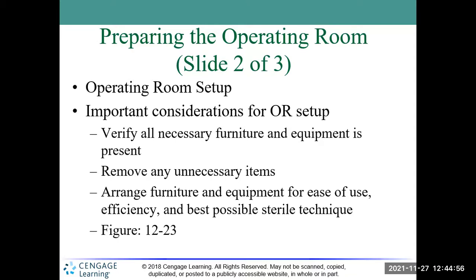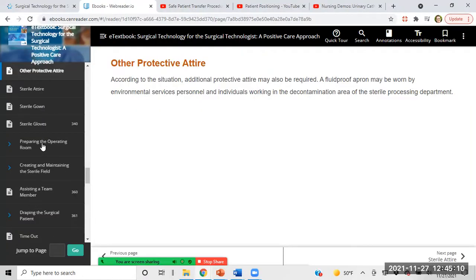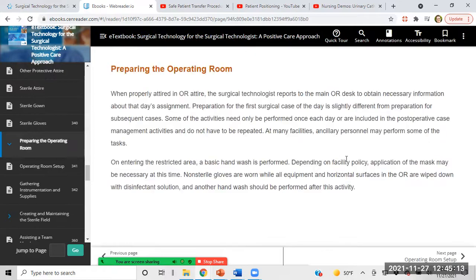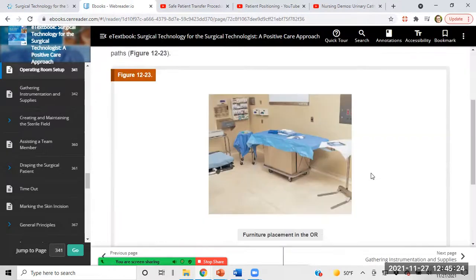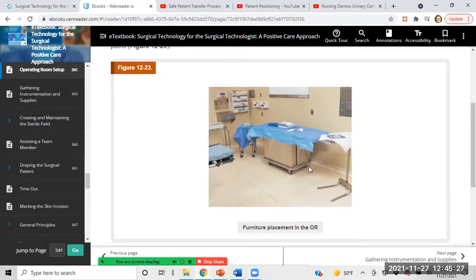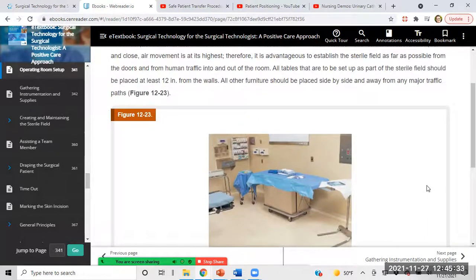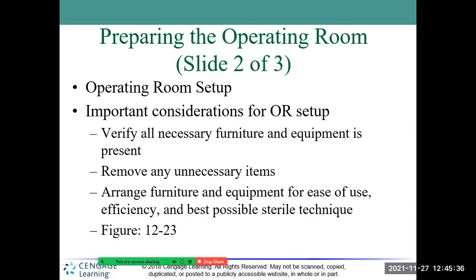Then you're going to arrange the furniture and the equipment for each case to allow ease of use, efficiency, and the best possible sterile technique. And so this is going to be case dependent. And so you want to make sure that you are familiar with how that case should be prepared and which configuration the furniture should be set up in. Okay, so here you can see, here's your back table, here's the Mayo stand, different things that you're going to place in the right position that works best for that case.